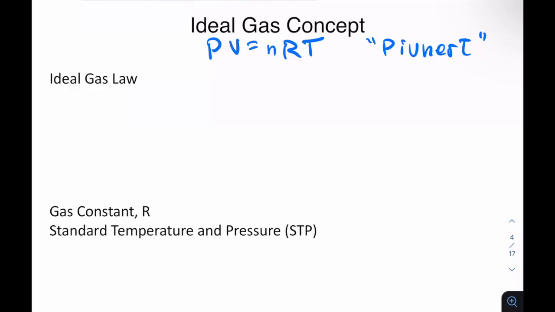Which one's the constant? R. This is our gas constant. We'll be talking about that in a moment. But the other components are the 4 variables that change relative to each other, following the kinetic molecular theory of gases, the stuff that I covered in that video. So the ideal gas law, PIV nerd, relates 4 gas variables.